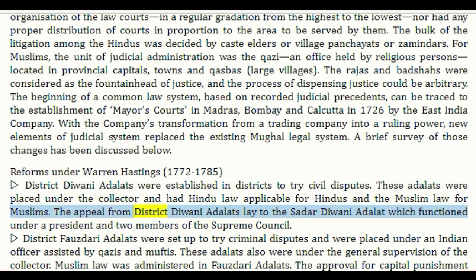The appeal from district Diwani Adalats lay to the Sadar Diwani Adalat, which functioned under a president, and to members of the Supreme Council. District Fauzdari Adalats were set up to try criminal disputes and were placed under an Indian officer assisted by Qazis and Muftis. These Adalats also were under the general supervision of the collector. Muslim law was administered in Faujdari Adalats.